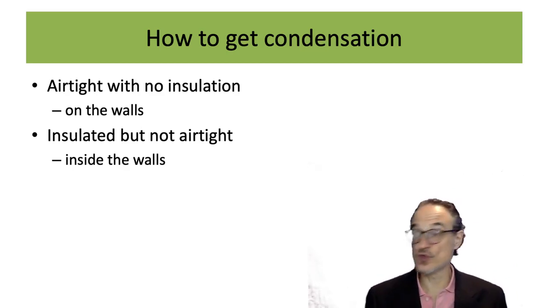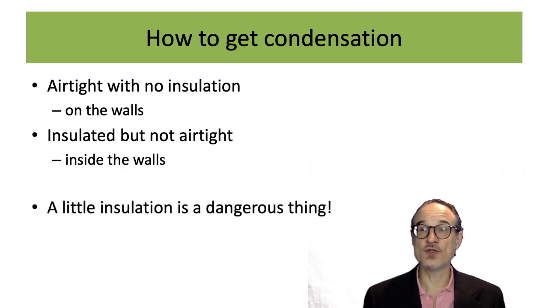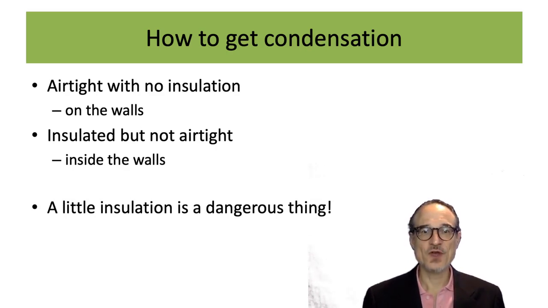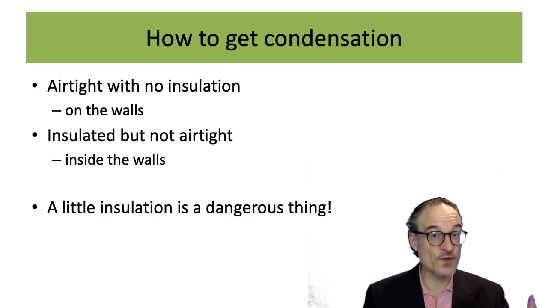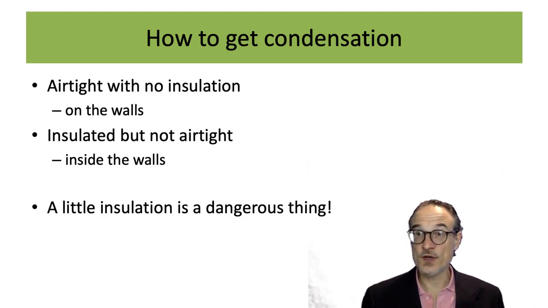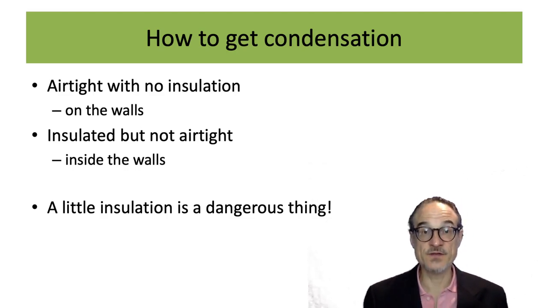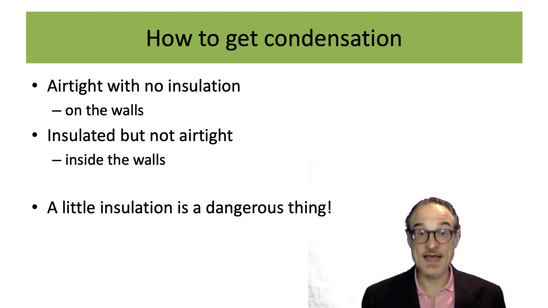So having airtight walls is very important. Having insulated walls is very important. But a little insulation is a dangerous thing. So when we start to make buildings with insulation, we need to make sure that we've worked out everything, otherwise it won't work. And as we saw before with builders being very conservative, if there's a mistake, then builders won't do that again.